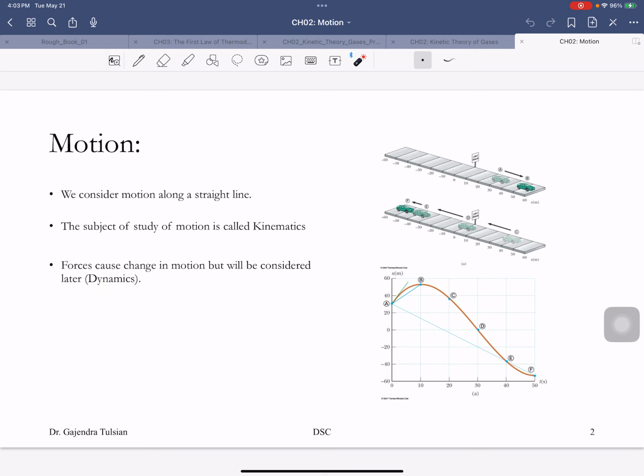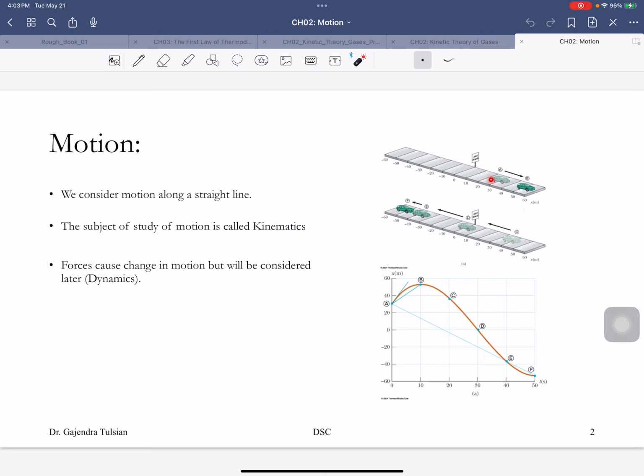Dynamics is the study that involves forces. Forces cause change in motion. That is, forces give objects acceleration. Okay, so that subject is called dynamics. Just the description of motion is called kinematics.